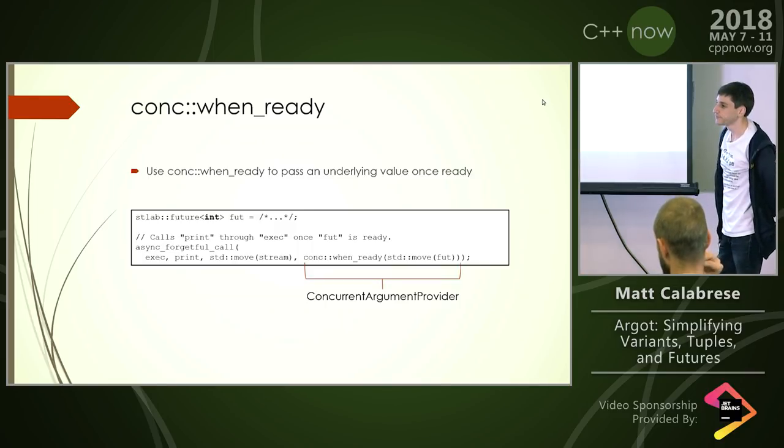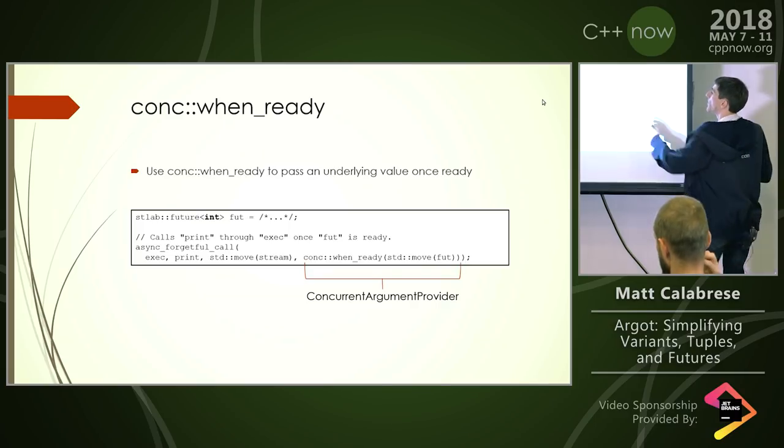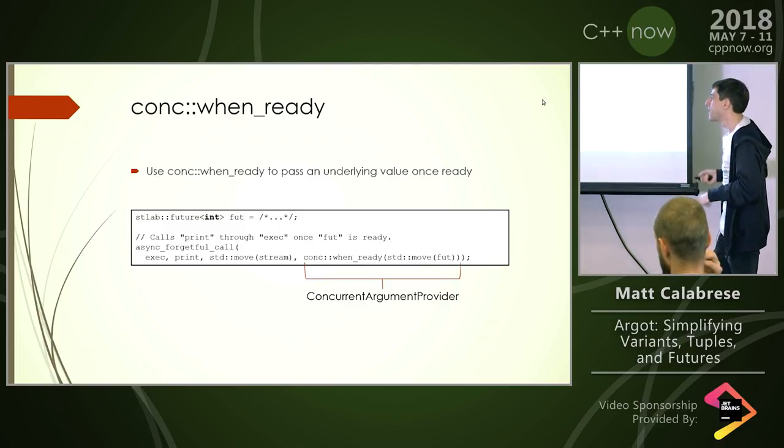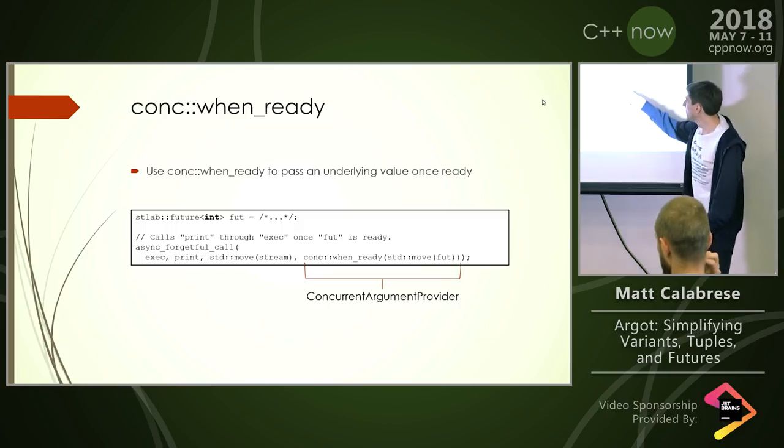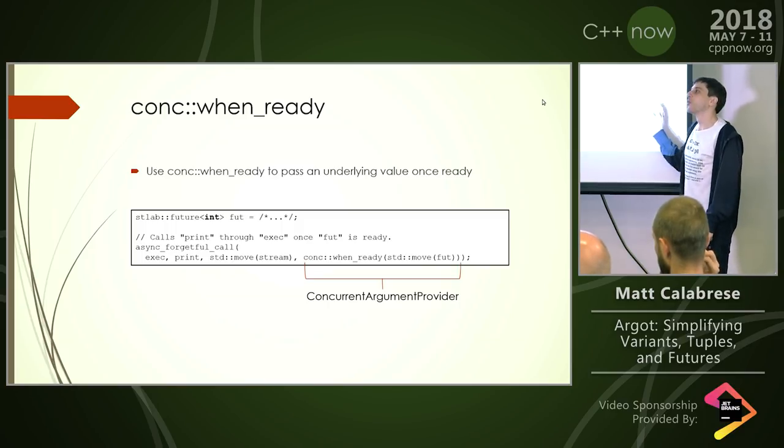But have you thought about making the comment when ready optional, just have it implicit? So the comment was, have I thought about making this part optional? So in other words, anytime you pass a future, it just automatically unwraps it. Yeah. So I'm going to go back a long, long time ago.